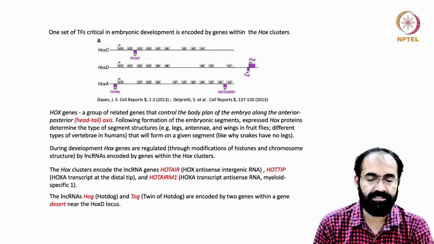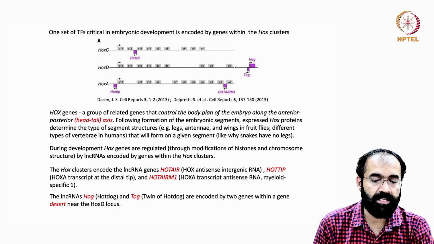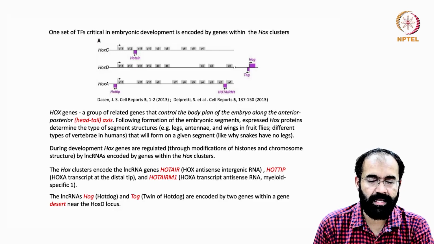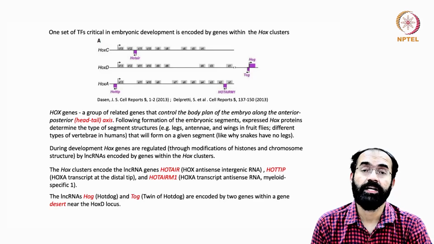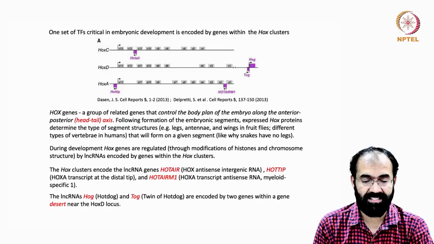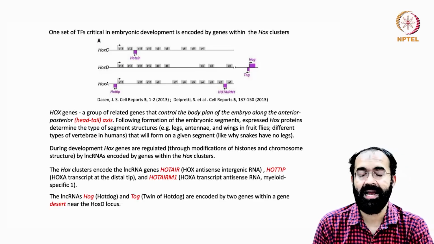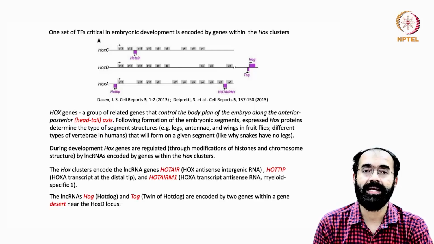This particular image is taken from an article published in Cell Reports a few years ago, and like you can see, there is quite a lot of this pink color naming: HOTAIR, HOTTIP, HOTAIRM1, like that. These are all non-coding RNAs that are capable of regulating the genes in the Hox gene clusters. So what are Hox genes? Hox genes are a group of related genes that control the body plan of the embryo along the anterior-posterior axis. Anterior-posterior means head to tail axis.